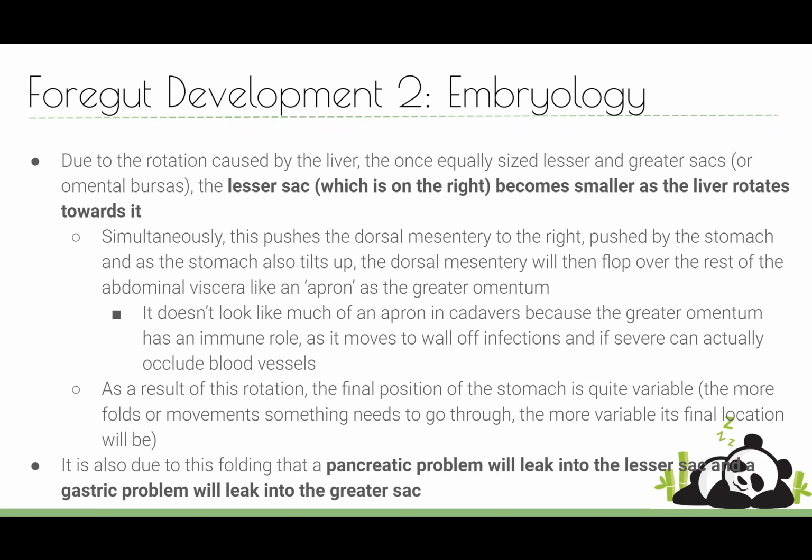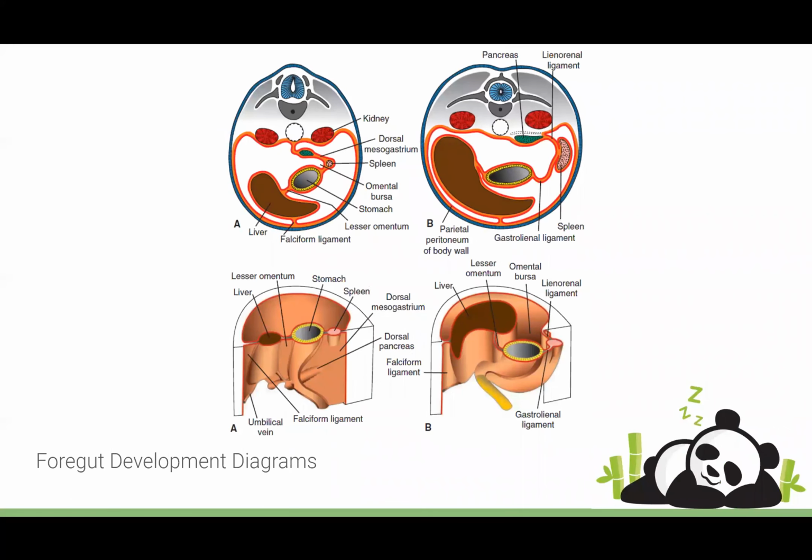This last point, I don't know how clinically relevant it is, but this is more of a thing for your exams. If it's a pancreatic problem, we'll generally go into the lesser sac, and a gastric problem will escalate into the greater sac, just because of where the structures are located in relation to the lesser and the greater sacs. And this is the diagram that I'm talking about.